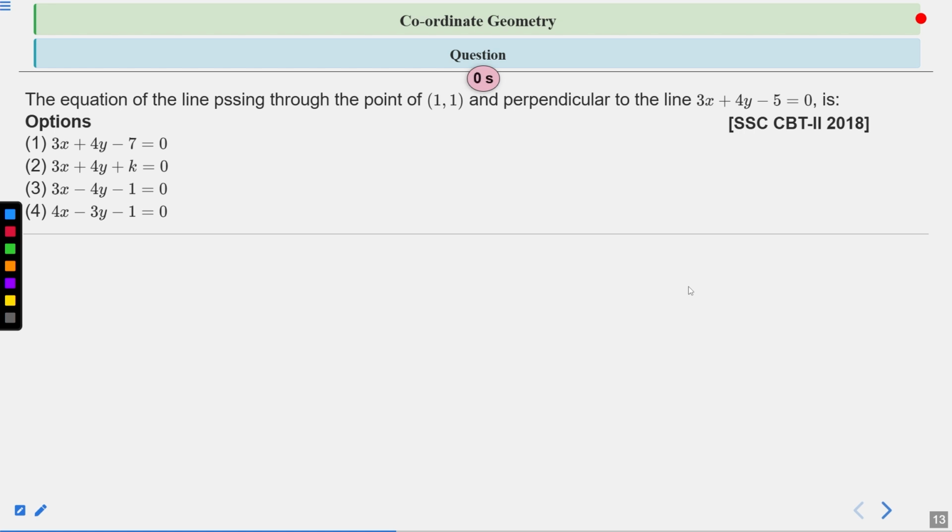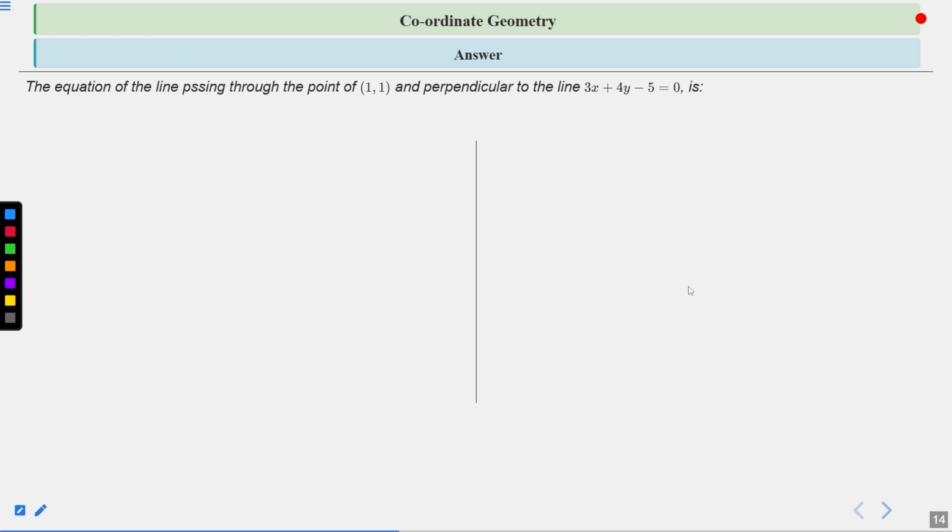Now time's up. Let's see the solution. In this question, the line passes through a point whose coordinates are given, and it is perpendicular to the line 3x plus 4y minus 5 equals 0. So we apply the formula and we get our answer. The correct answer of this question is the fourth one, which is 4x minus 3y minus 1 equals 0. Now see the detailed solution using concept 17.8.5 in this question.